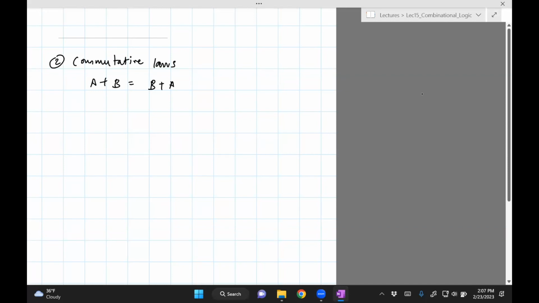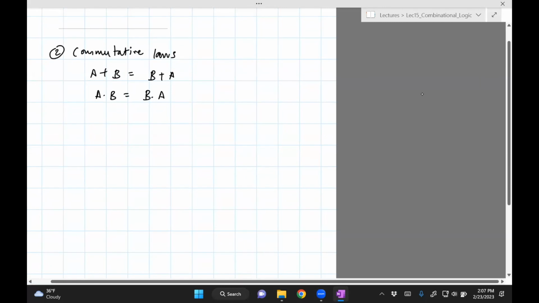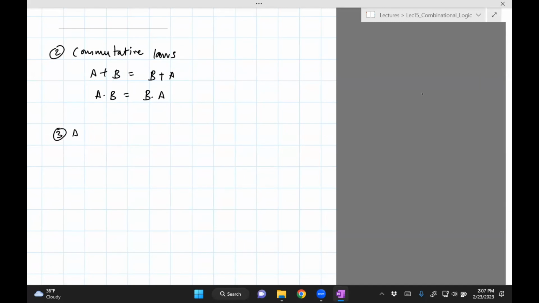It doesn't really matter. If you have an AND gate, and you take two inputs, A and B, and then you swap them as B and A, then B times A will be the same as A times B. So A and B is same as B and A. Then we have the associative law.